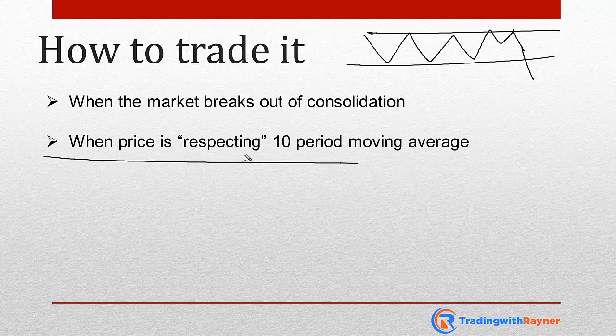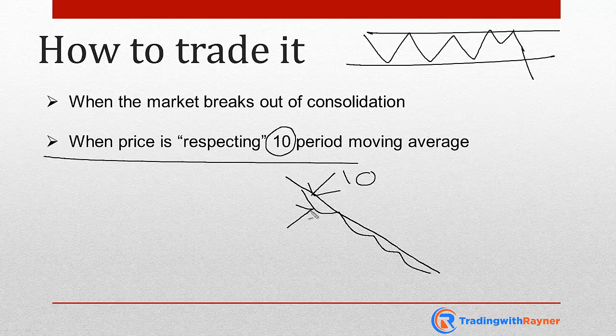The second one over here, when the price is respecting the 10-period moving average. Think about this. When will price respect the 10-period moving average? Because this is a pretty small moving average number, right? So if price is respecting the 10-period moving average, then chances are it's probably in a very strong trend, something like this. This line here is the 10-period moving average, and this over here is basically the price action of the markets. So if price can respect the 10-period moving average, it's telling you that the momentum is very strong.